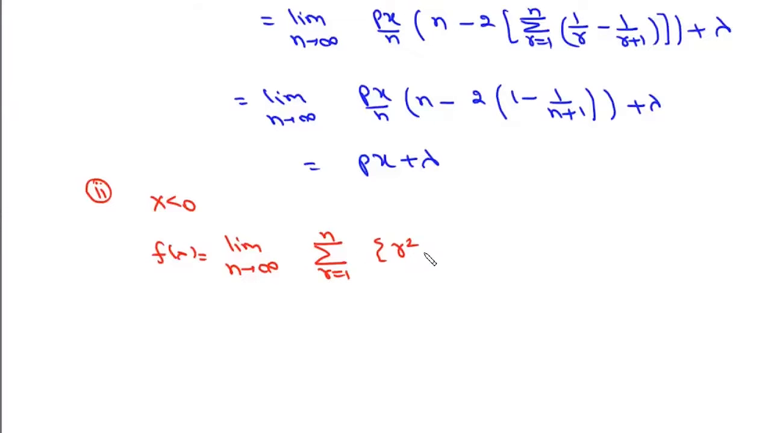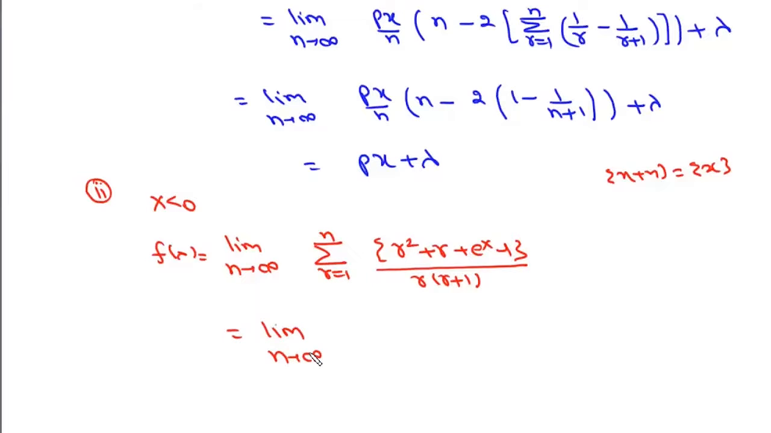fractional part of r square plus r plus e to the power x minus 1 upon r plus 1. Now we know that fractional part of x plus n, it is equal to simply fractional part of x. So we can write this as limit n tends to infinite, this summation r varies from 1 to n. All these integer, they will be removed, so it will be simply fractional part of e to the power x upon r plus 1, and also when x is less than 0, e to the power x lies between 0 and 1, so its fractional part will be same as e to the power x.